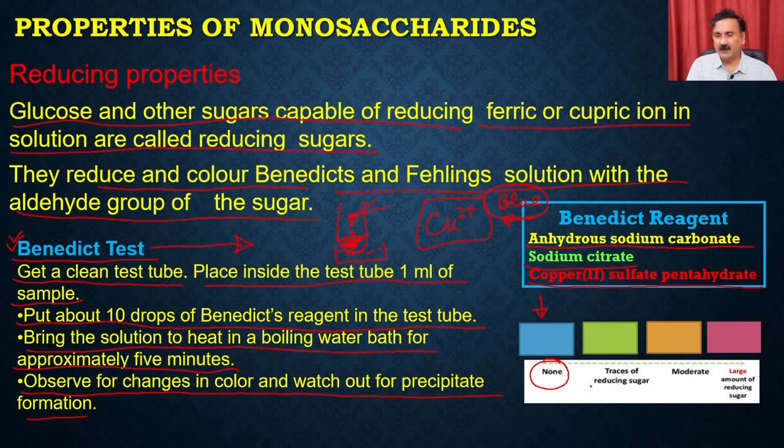If it gives you a slight green color solution, that means it has a very small amount of reducing sugar. If it gives you a yellow color, it is a moderate amount of reducing sugar. And if it gives you a red color, then you have a large quantity of reducing sugar. Apart from the Benedict reagent, you can also use Fehling's solution, and that is also going to give you similar kinds of results.